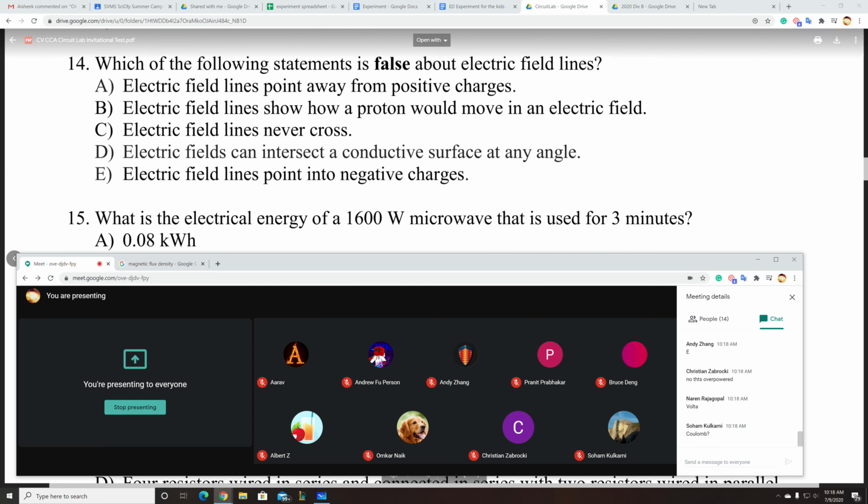Which of the following is false about electric field lines? Okay, I already know what's wrong. I already know what's 100% wrong.